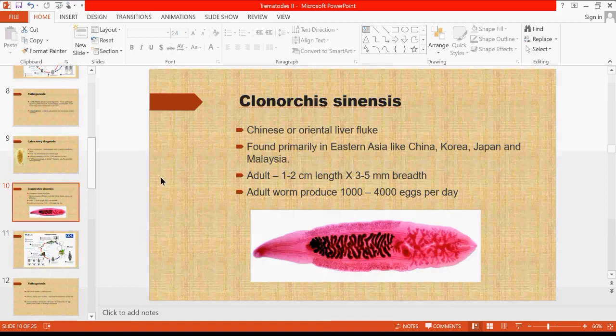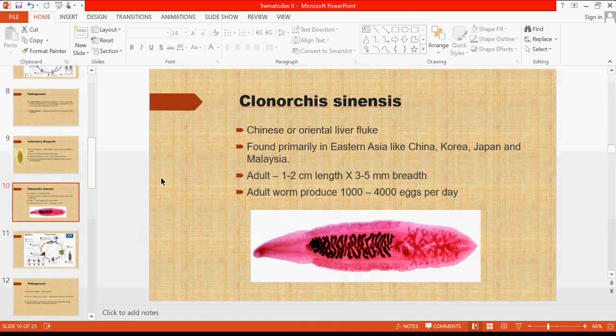Now we are going to do the second liver fluke, Clonorchis sinensis. Clonorchis sinensis is also known as the Chinese or Oriental liver fluke, because it is mainly found in Eastern Asia, like China, Korea, Japan, and Malaysia.